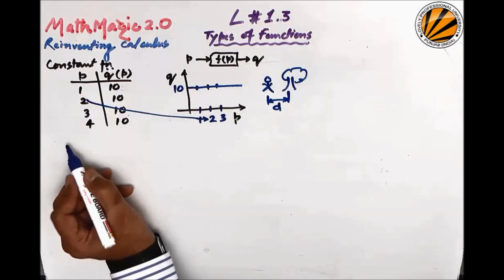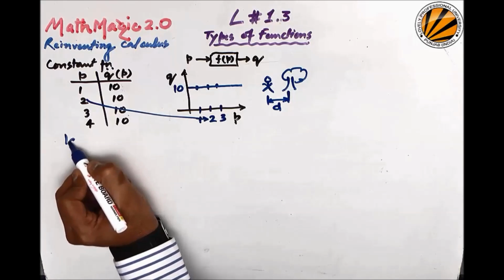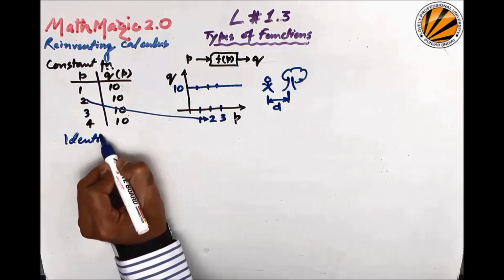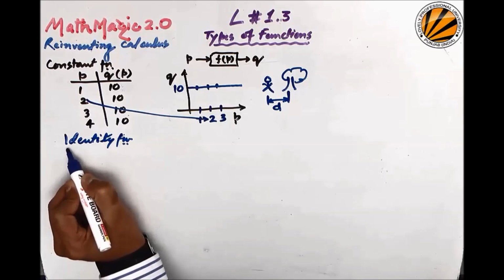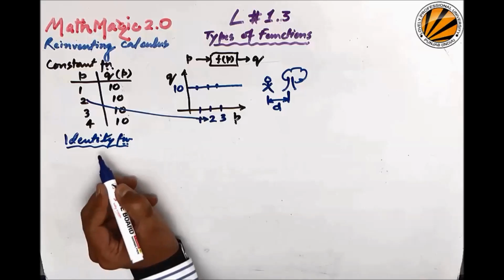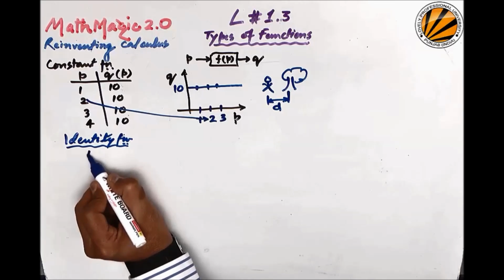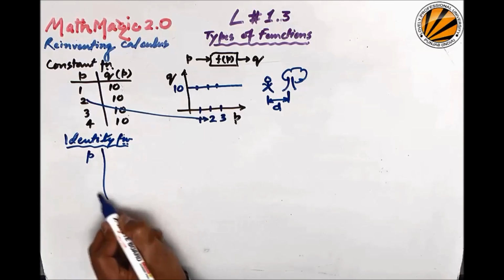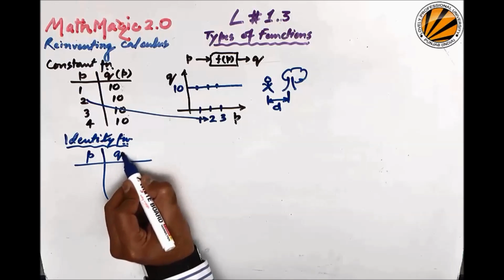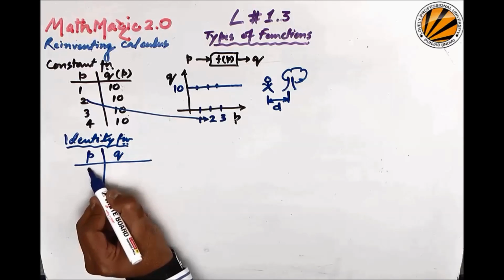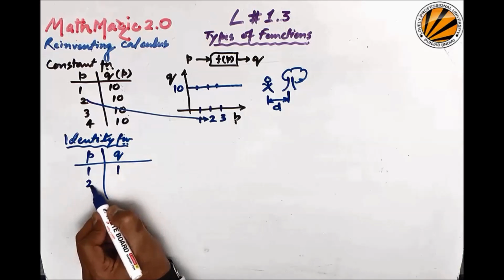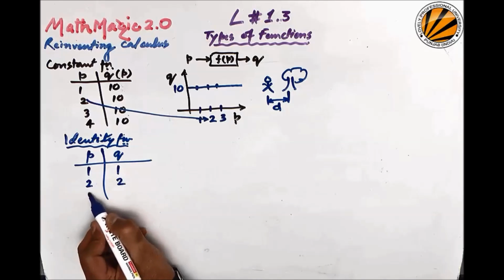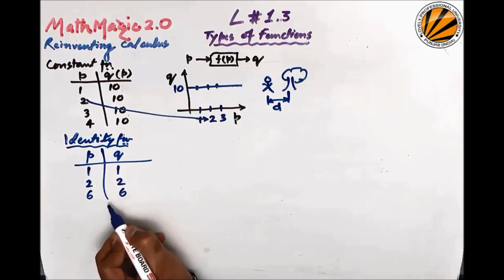Another type of function would be the identity function. This is a unique kind of function in which the input, say for example, is p and we are taking the output as q. So the input is 1 and the output remains 1. The input is 2, the output is 2. The input is 6, the output again becomes 6.